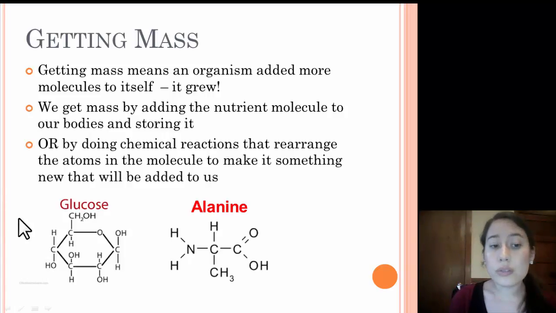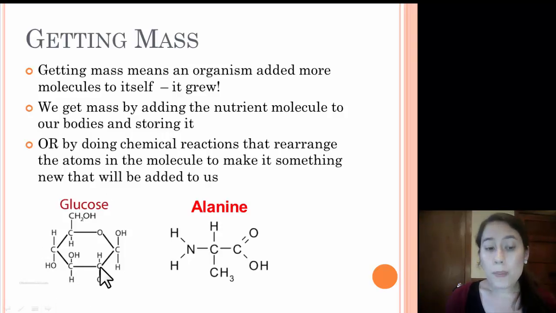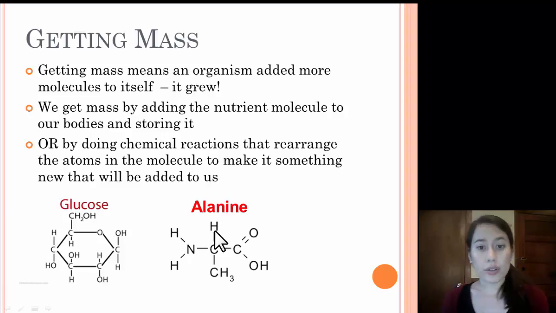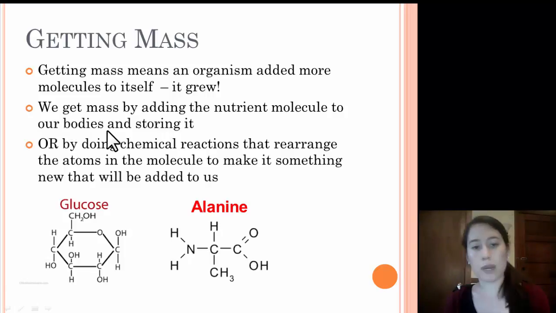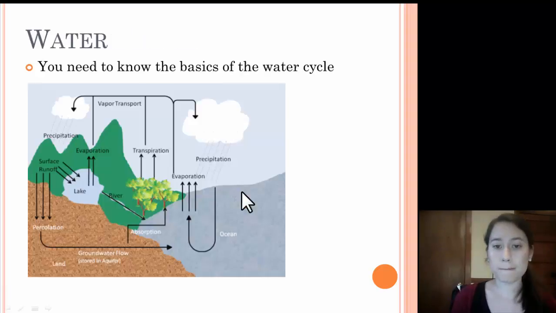So an example of that is glucose right over here, same one that we looked at in the previous slide. Your body does a series of chemical reactions to rip this apart and to use it as part of making this molecule called alanine. So alanine has some carbons, some oxygen, some hydrogens that all come from this glucose molecule. And then your body is able to use that alanine in particular to add to its proteins to help those molecules and parts of your body grow. So we can either store the molecule or we can rearrange the atoms to make a new molecule that's useful to us. All right, here's the water cycle.